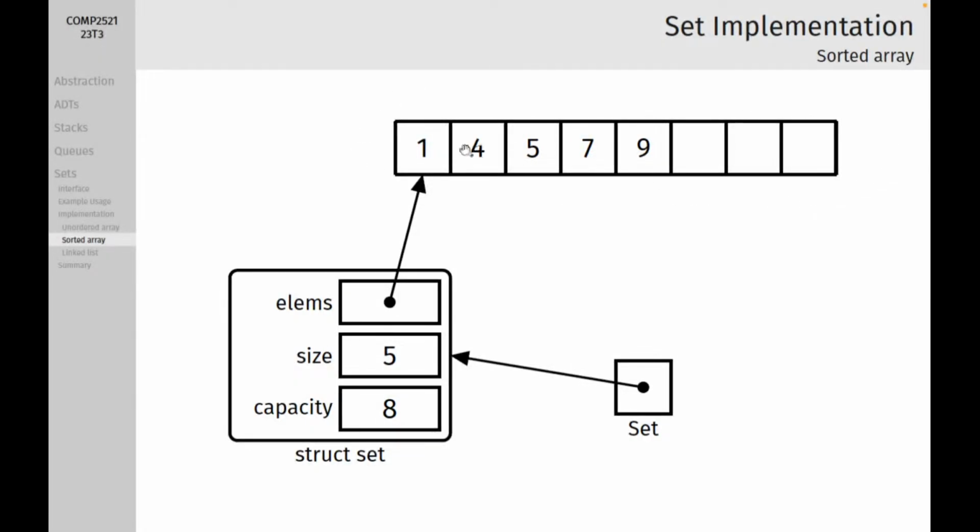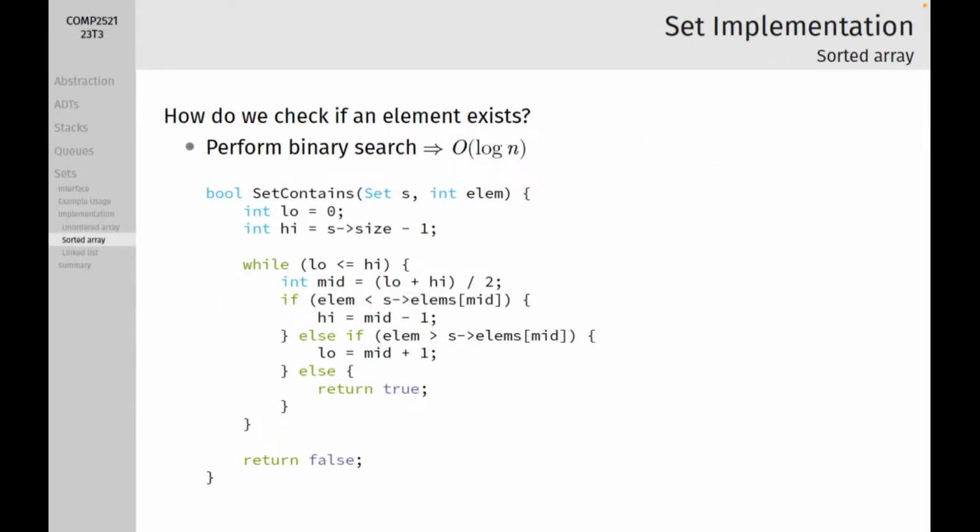So in this case, our array is sorted. So you might have an idea that we can use binary search, and you'd be correct. In order to check if an element exists, we can perform binary search now, because the array is sorted. So here's the implementation of binary search that you would have seen earlier. The complexity of this would be O(log n), because it's binary search, and we know binary search is log n.